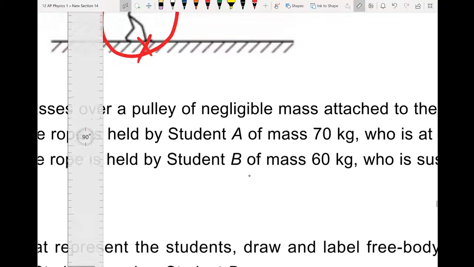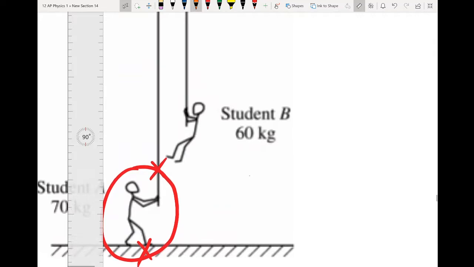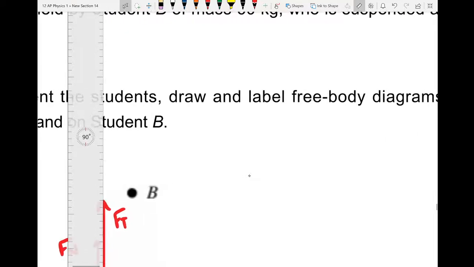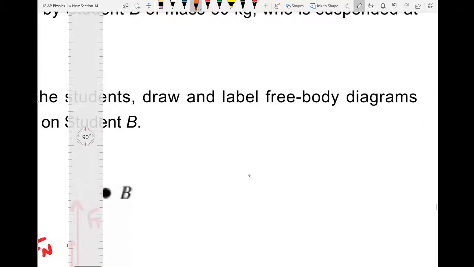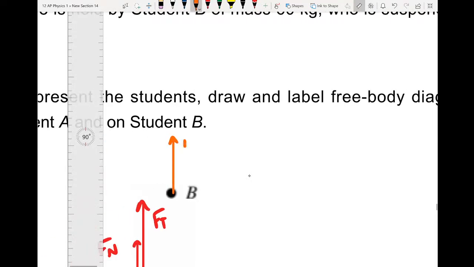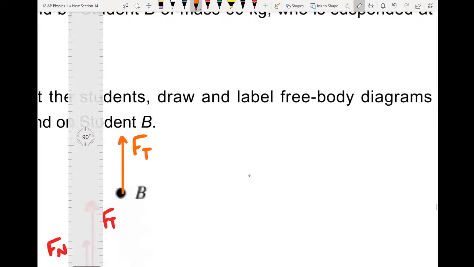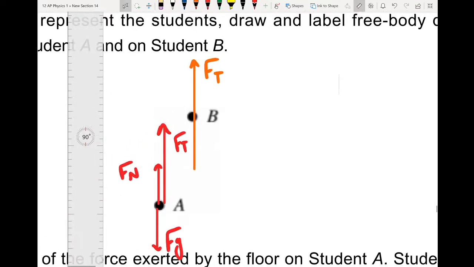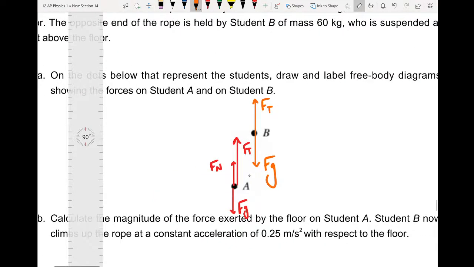Okay, student B is in a little bit of a different situation. They're in the air, so if we're thinking about what's contacting them, really the only thing contacting student B is this rope that is pulling on them. And then they also have their own gravitational force. All right, so those are our force diagrams.